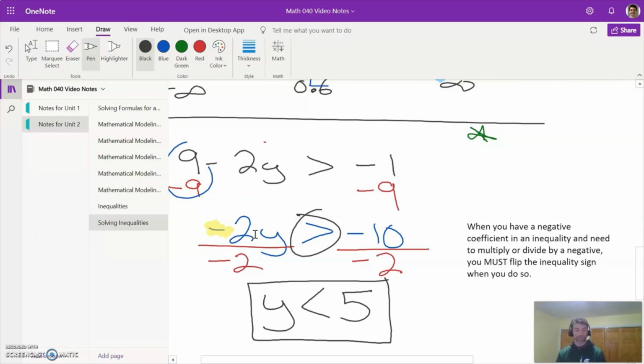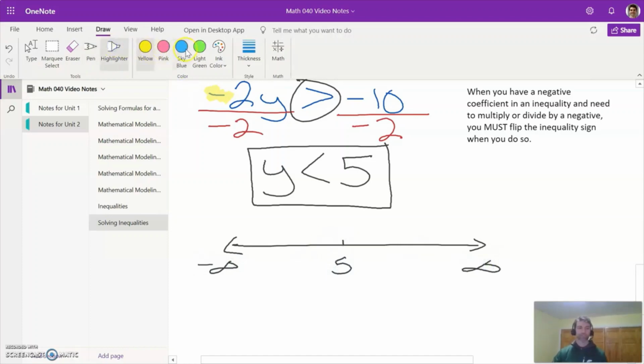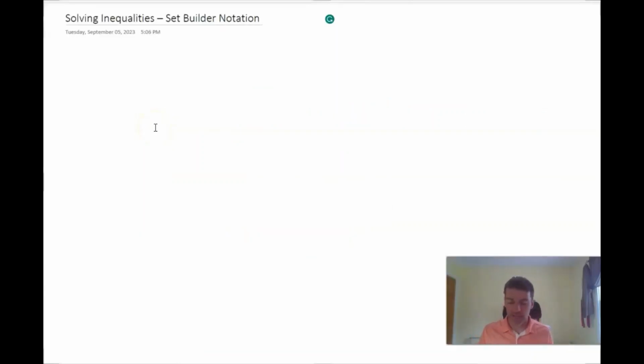So let's see what that would look like on our graph now. y is less than 5. I think we can all do this fairly well now. We have our negative infinity, our positive infinity. 5, we can just stick right in the middle there. Which direction are we shading? To the left. So draw your arrow at the end, shade it all in, and then open circle or closed circle? Open circle, because there's no equal to sign. And then it's a parenthesis if you want to do it that way. And that is it.